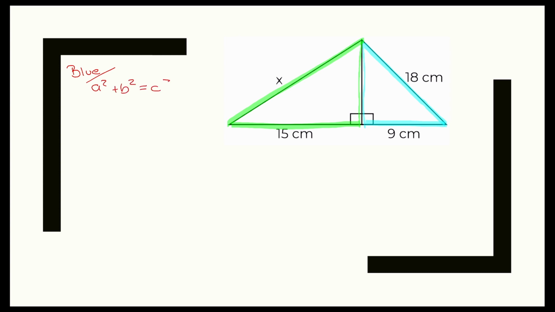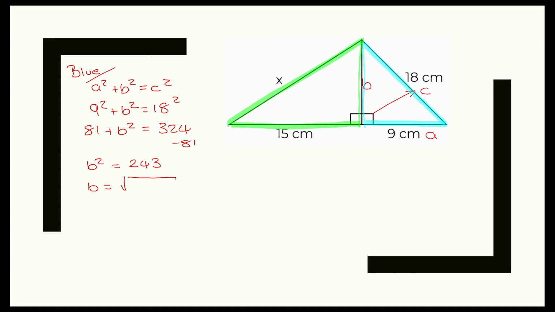For this, we are going to be using Pythagoras, which is a squared plus b squared equals c squared. Labeling our triangle, c as our 18 centimeters and a as our 9 centimeters. Substituting these into our formula means we have 9 squared plus b squared equals 18 squared. Squaring our numbers, we get 81 plus b squared equals 324. This is now looking like our second example, which means we must take away 81 from 324. This gives us b squared equals 243. Now we need to square root the 243, which gives us 15.59.